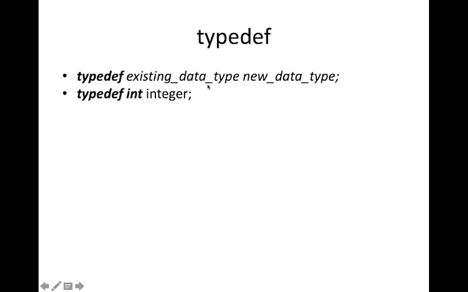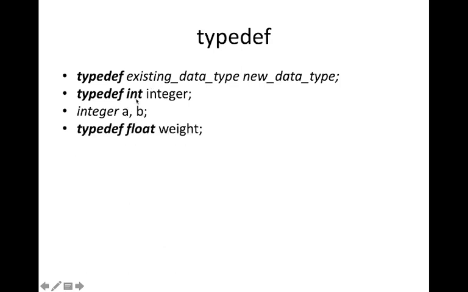So an existing data type can be replaced with this new data type. If I want to replace int with integer, you can use this typedef int integer. Now inside the program, you can simply use integer a comma b, then a and b will be of int type. Like this you can use integer a comma b. Now a and b are of integer, int type of data.